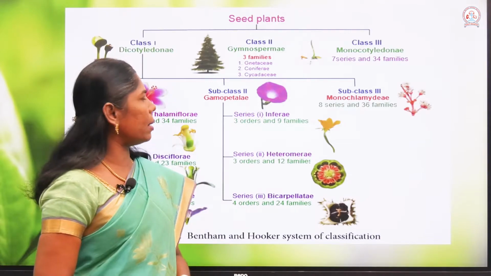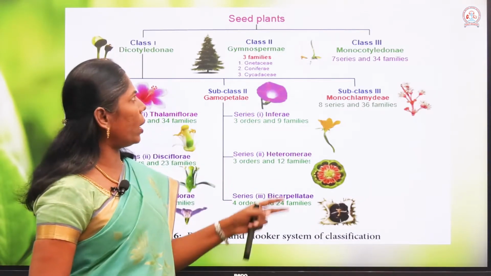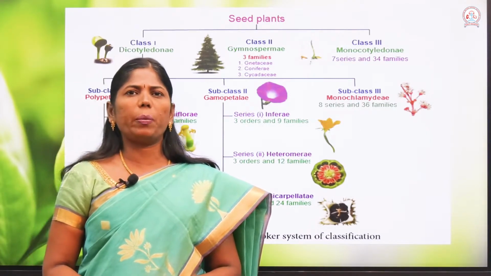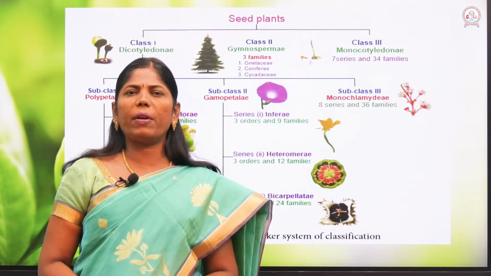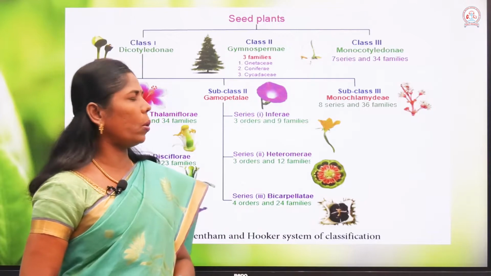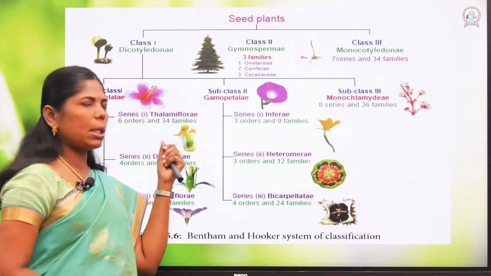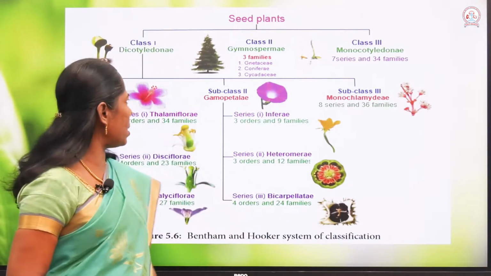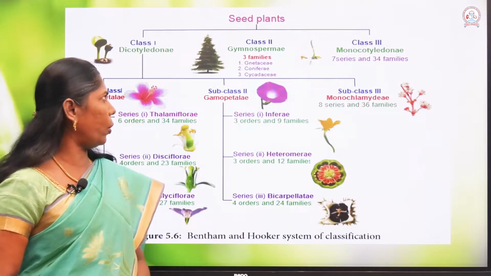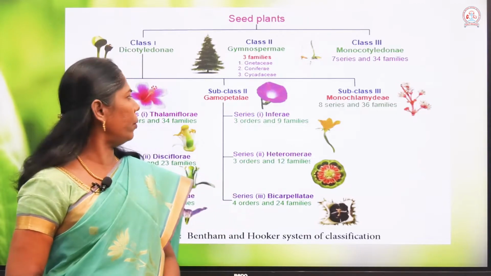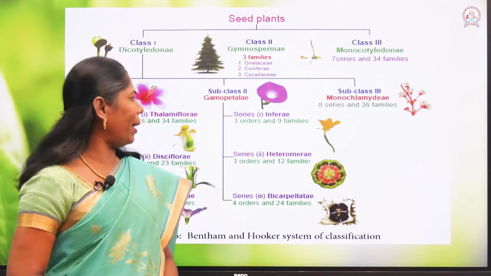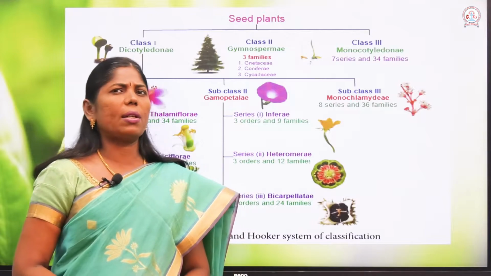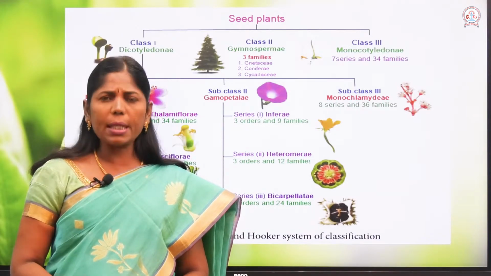Yesterday we studied the classification of Bentham and Hooker, which has class 1, class 2 and class 3: dicotyledons, monocotyledons and, in between, gymnosperms. The dicotyledons are divided into 3 subclasses. Subclass 1 is polypetalae, gamopetalae and monochlamydeae. The polypetalae consist of 3 series: thalamiflorae, disciflorae and calyciflorae. The gamopetalae consist of 3 series: inferae, heteromerae and bicarpellatae. The monochlamydeae consist of 8 series and 36 families. This data is very essential. That is what we studied yesterday.